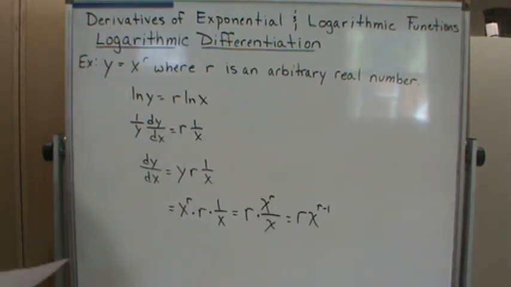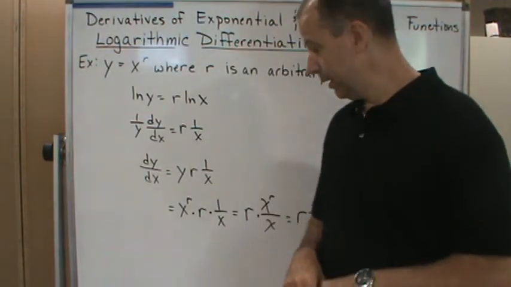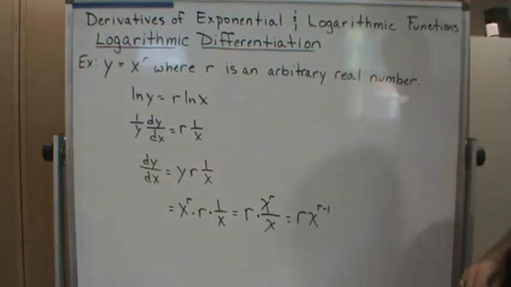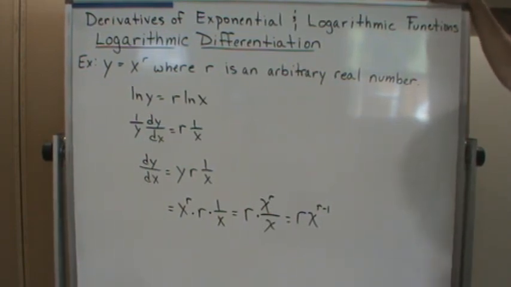So I just showed that you can use the power rule for any exponent r. So this works for any real number, but to prove it, you have to use logarithmic differentiation. But now you can use the power rule for any power function that has any real number exponent.